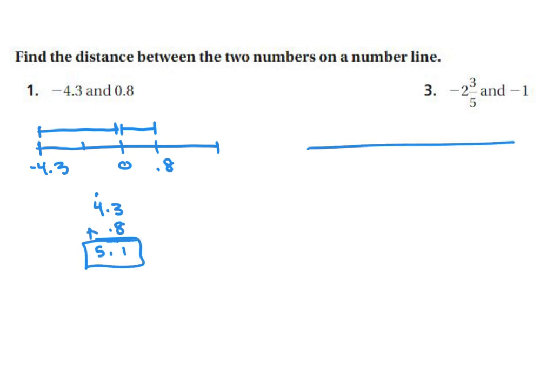For number 3, once we draw negative 2 and 3/5 and negative 1, we can see that both of those values are actually to the left of 0. So now we're not going to be adding the absolute values. Now we're going to be subtracting the absolute values. So we're going to have 2 and 3/5 minus 1 whole, which is going to be 1 and 3/5.